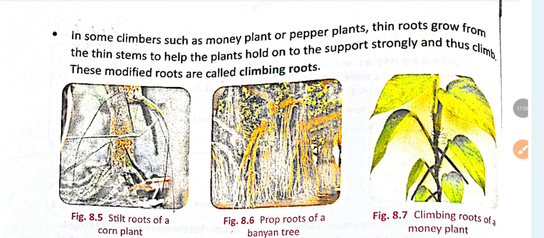Now, in some climbers such as money plant or pepper plant, thin roots grow from the thin stems to help the plant hold on strongly so that they don't fall. Because if they would fall, then they would not be able to get up back, and they would die. So in money plants and pepper plants, there are very thin roots which are hard to see, but they hold and support the plant so that it can climb onto some surface.